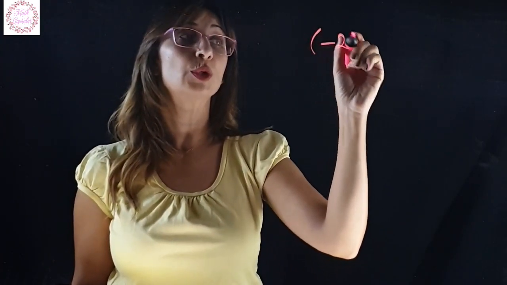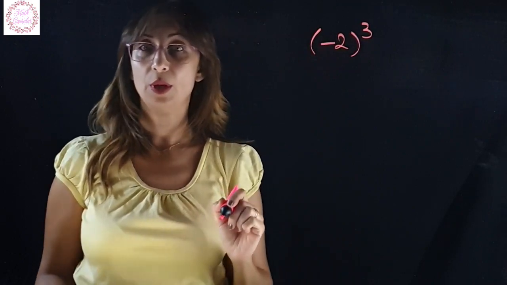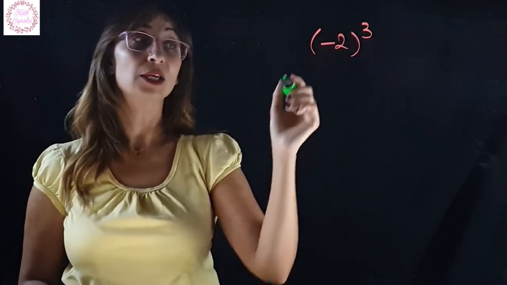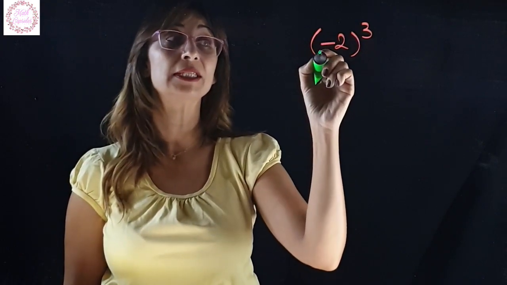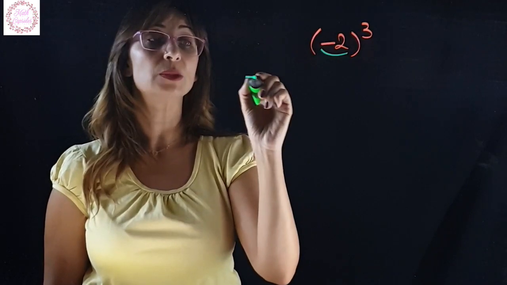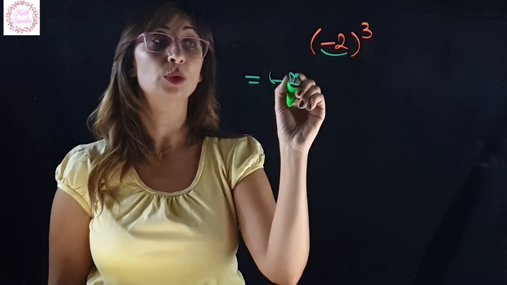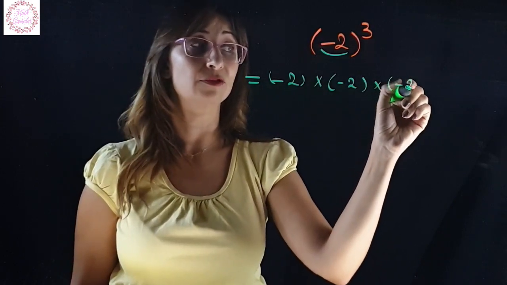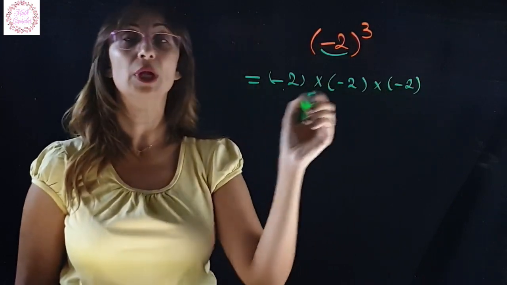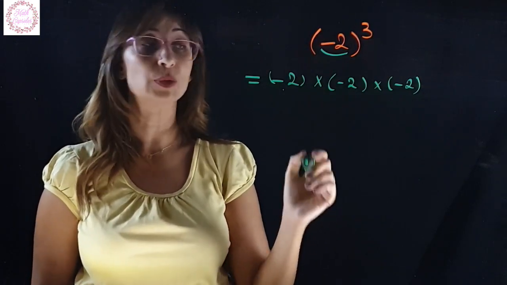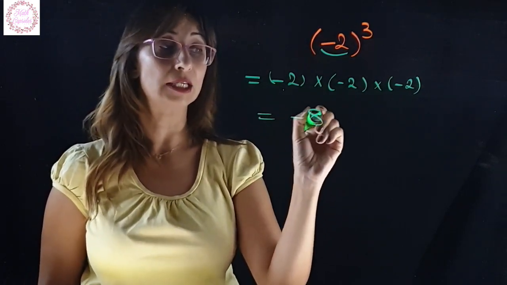What if we have (-2) to the power of 3? Okay, (-2) to the power of 3 means that the base that is repeated or multiplied by itself is negative 2, not 2. It's negative 2 in this case. So this means it will be negative 2 multiplied by negative 2 and multiplied by negative 2. So negative 2 times negative 2 is positive 4, and 4 times negative 2 is negative 8.